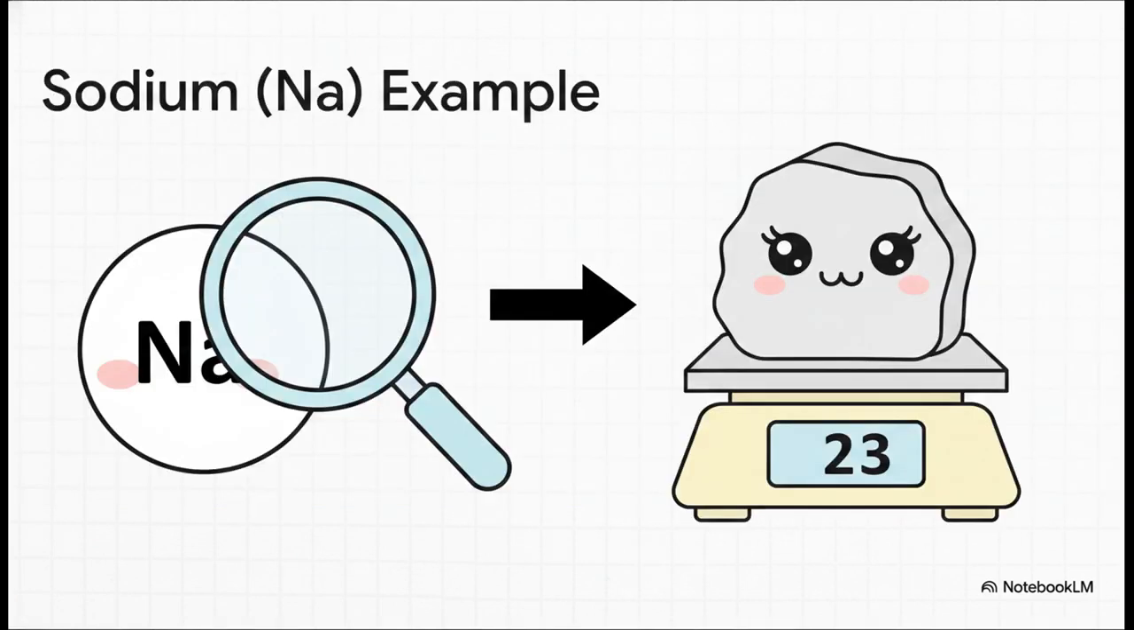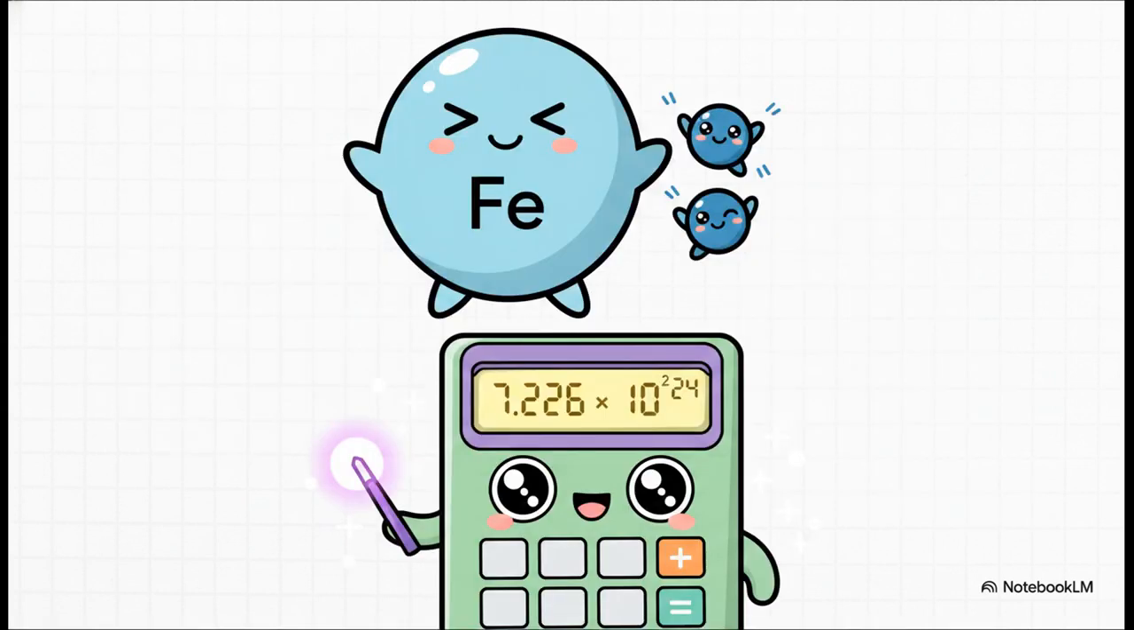Okay, let's dive into this with a concrete example to prove how effortless this can really be. Let's look at sodium, represented by the symbol Na. If you check the periodic table, the atomic mass of a single sodium atom is 23 AMU. Applying our magic trick rule, that means the molar mass is 23 grams per mole. The result: if you need exactly 1 mole of sodium for an experiment, you literally just weigh out exactly 23 grams. Easy, right?